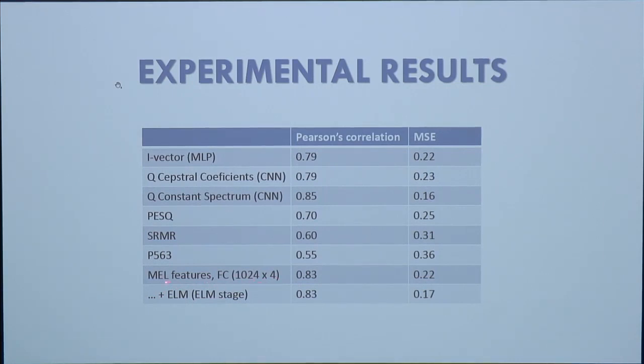Okay, so what we did was use all the features on the frame level as an input for an ELM and extract some statistics from the ELM to get the results. What we found is that the ELM actually helps to decrease the variability of the data from 0.22 to 0.17.